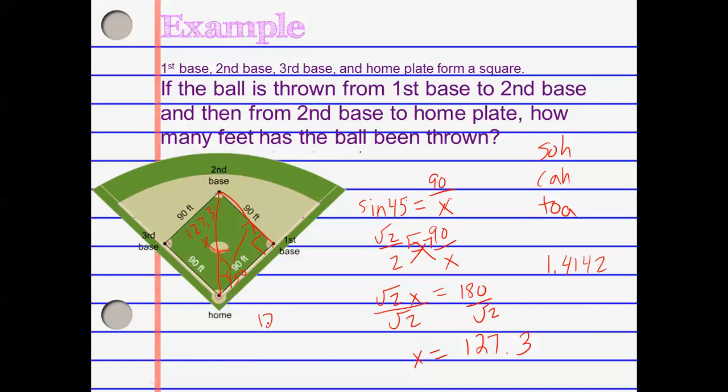So now if we take that 127.3 and we add it to 90, it's going to give us that the baseball was thrown 217.3 feet total.